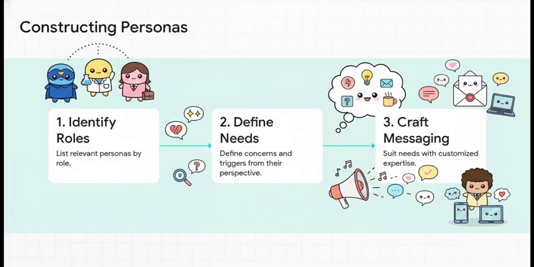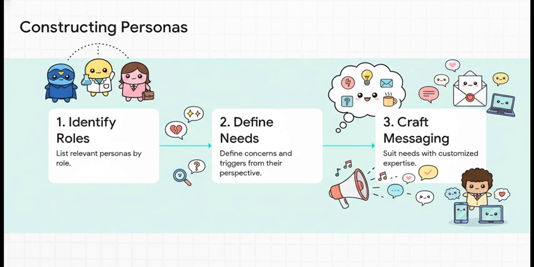The way we do this is by building something called a persona. It's basically a 3-step process. First, you identify the different roles people play within your audience. Step 2, for each of those roles, you figure out their specific needs, their pain points, what makes them tick.